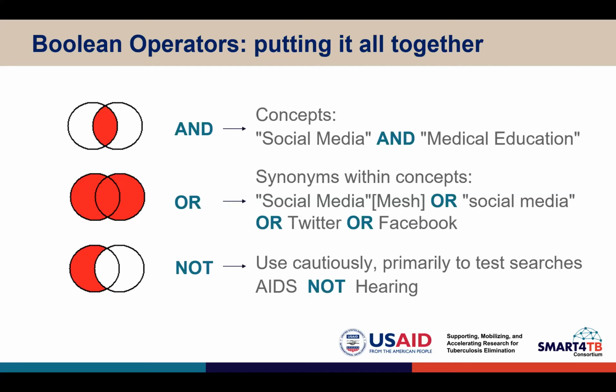Now, with the operator or, you're going to use that within each concept. And they're the synonyms, the keywords, the text words. As you can see here, social media actually is a MeSH term, or social media, or Twitter, or Facebook, or Instagram. They all mean social media. The reason we do that is there are going to be times when you are looking for important articles for your research that may not mention the phrase social media. They may just mention Facebook or Twitter. You want to do this because you want to gather as much as you can. And as you can see, both circles are completely red because that's giving them all together.